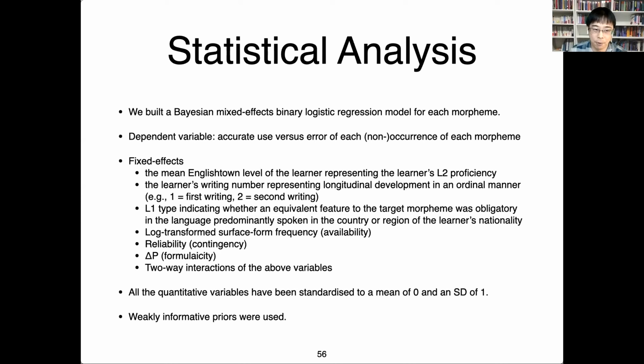And the point is that there's no clear evidence suggesting that the effects of reliability, frequency, and so forth change as learner's proficiency goes up. So contingency or reliability is always associated with accuracy regardless of learner's proficiency levels. So this absence of interaction is, in a way, what we found in the analysis.